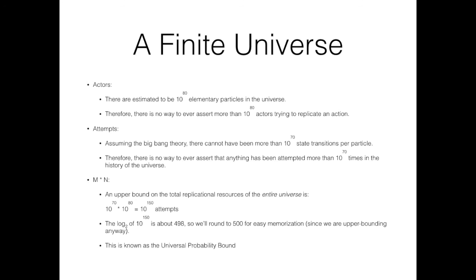So if we multiply these together, we can use our power rules to come out with the fact that the total number of attempts that anything could possibly have is 10 to the 150th. And so the log of this is about 498, and we'll round to 500 so that we can easily memorize it, since we're upper bounding this anyway. Okay, so 500 bits. This is known as the universal probability bound. If you have something that is less probable than this, it's probably not ever happened. And I should point out that it's ridiculous to think that every particle in the universe could be contributing to a probability distribution. So this is meant to be not only a universal bound, it's supposed to be ridiculously improbable.